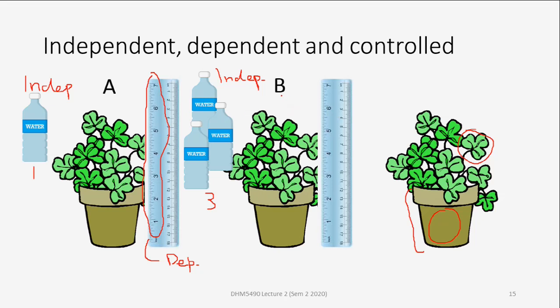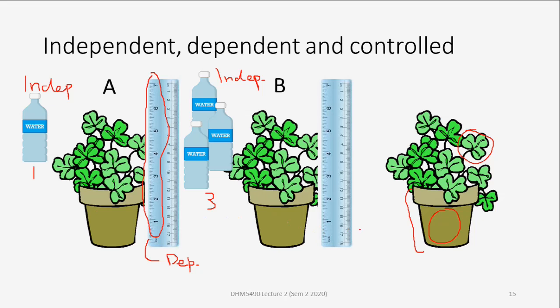If I use maybe different soil between set A and set B, the effect of soil will be influencing the effect of irrigation water. I don't want that to happen. So I use the same amount of soil, I use the same soil type for set A and set B. That is the way I control for my experiment.